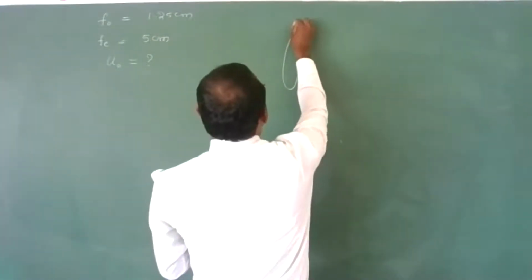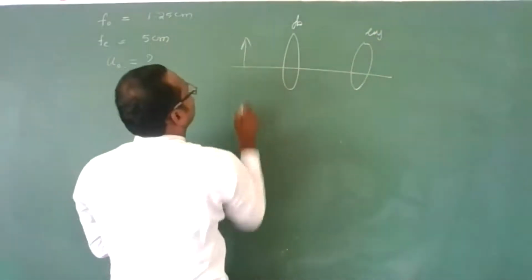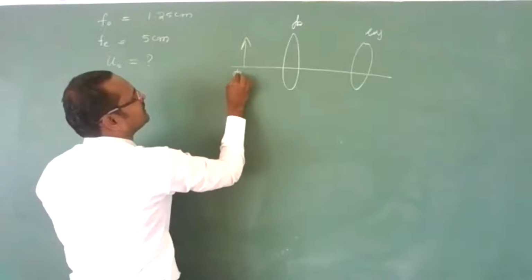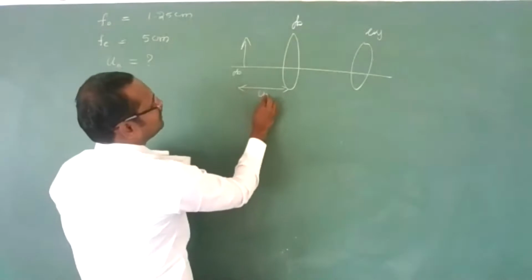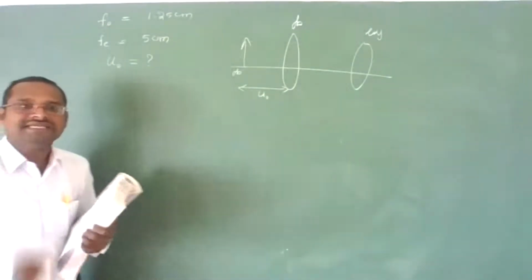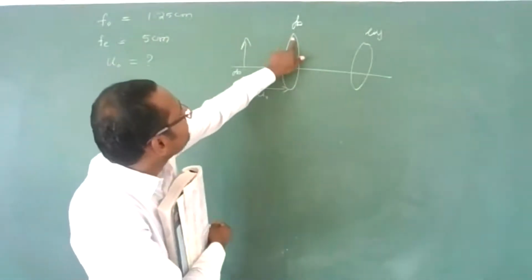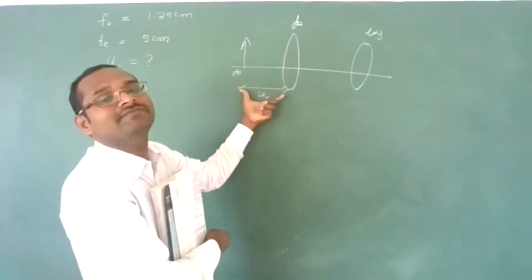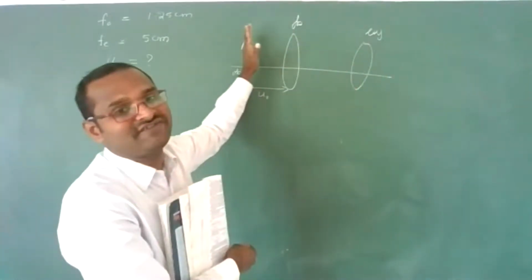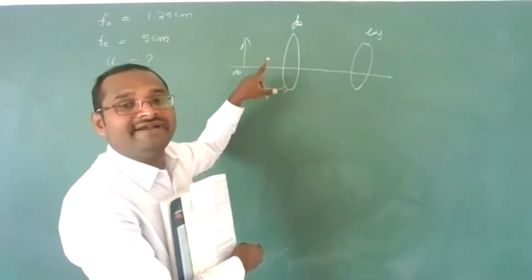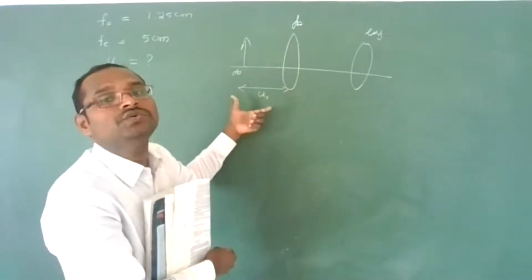Here is the objective lens, here is the eyepiece, and here the object is there. Position of the object with respect to the objective, not with respect to the eyepiece. That means you need u naught. With respect to the object means from the object, what is the distance of the object? With respect to the eyepiece means from the eyepiece, what is the distance of the eyepiece? But they are asking in the question to find the position of the object with respect to the objective. That means from here we need to find. That is u naught you need to find.